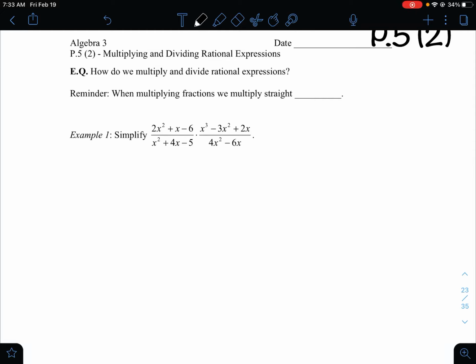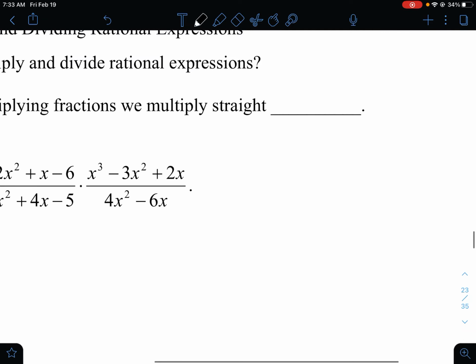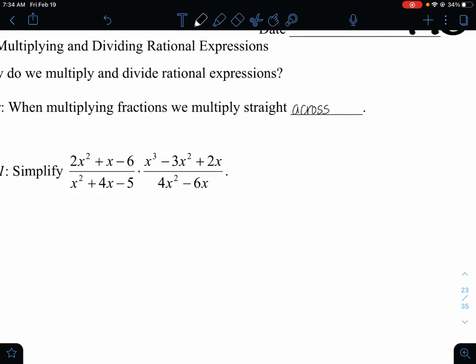Today we're covering the second part of section P5, which is multiplying and dividing rational expressions. So we need to remember how we multiply fractions. When multiplying fractions, we multiply straight across. That's all we need to remember.